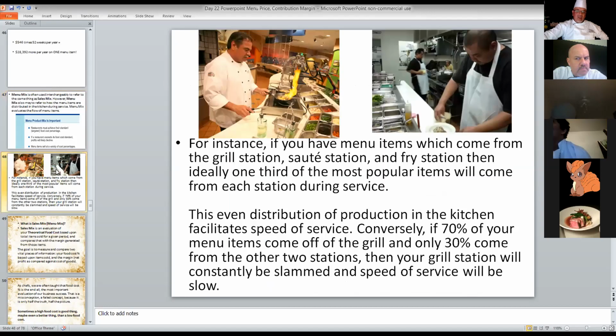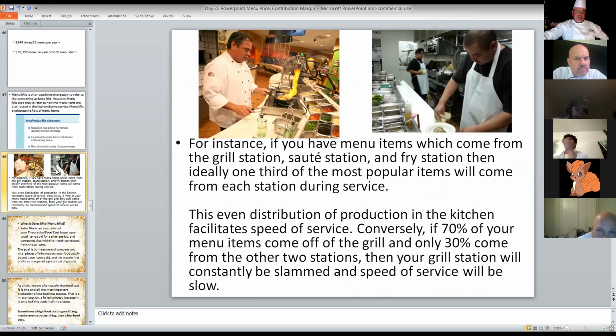For instance, if you have a menu item which comes from the grill station, saute and fry station, then ideally one third of the most popular items will come from each station during the service. So when you assign a menu, make sure that the items come up equally or about the same from each station. Don't bog one station up. Like, give everything to the pantry, give everything to the grill, divide it up. This even distribution of production in the kitchen facilitates speed of service.